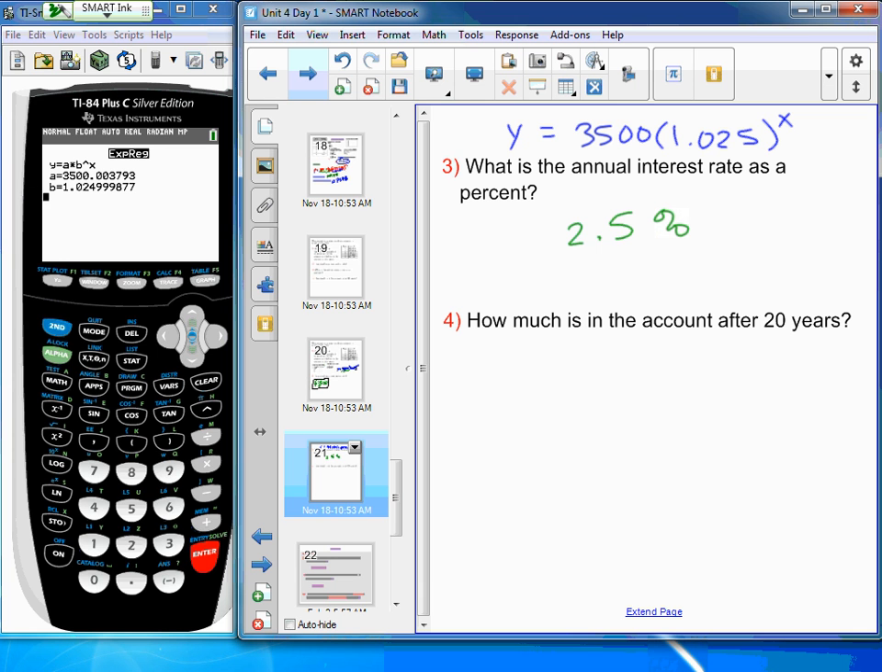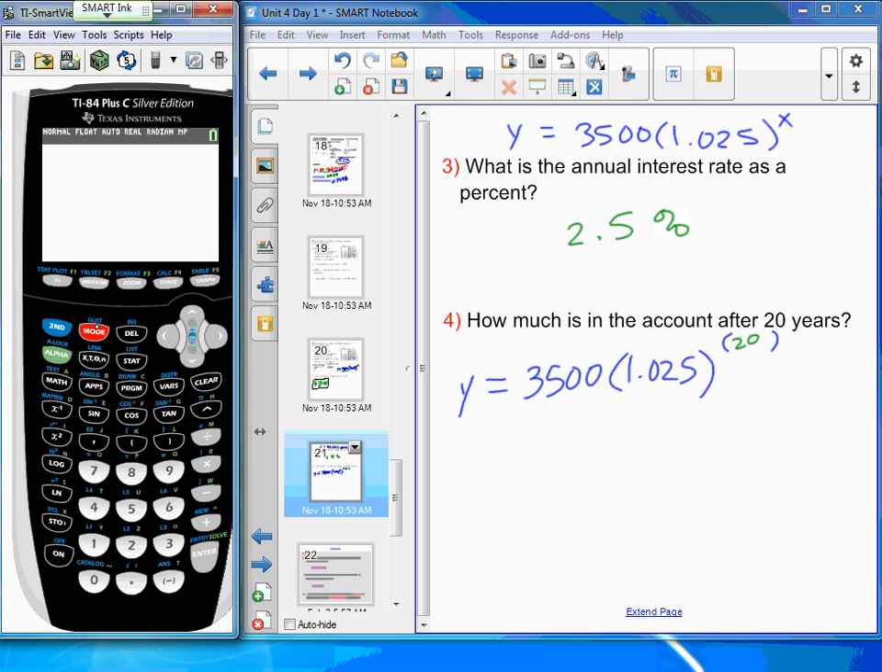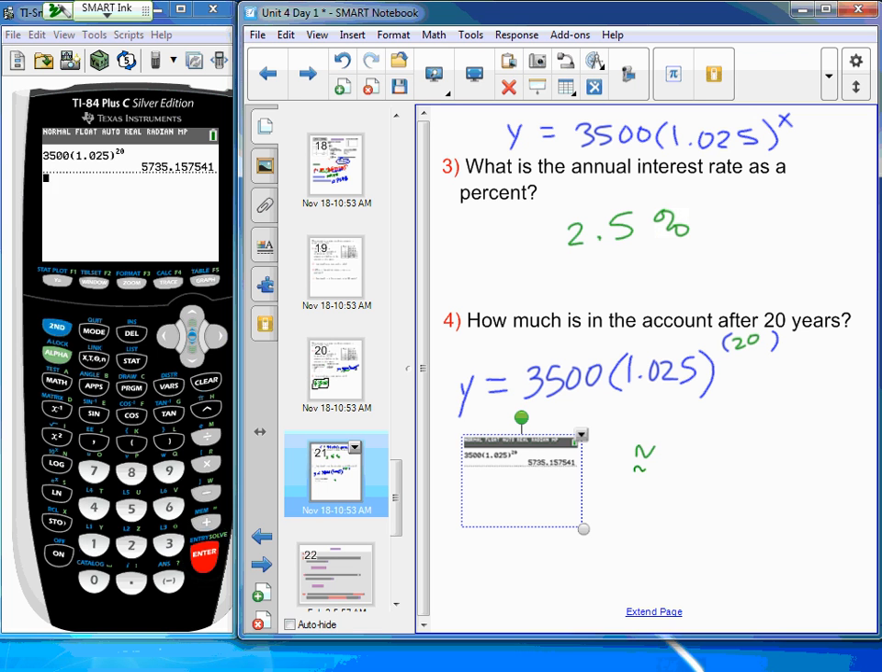How much is in the account after 20 years? Well, that can be a straight evaluation question. That would be y when x is 20. Everybody, let's do that. And we can do that on the home screen, so you don't have to worry about the window, and in the interest of time, I'm just going to do a straight evaluation: 3,500 times 1.025 to the 20. Voila. Looks like about $5,735.16.